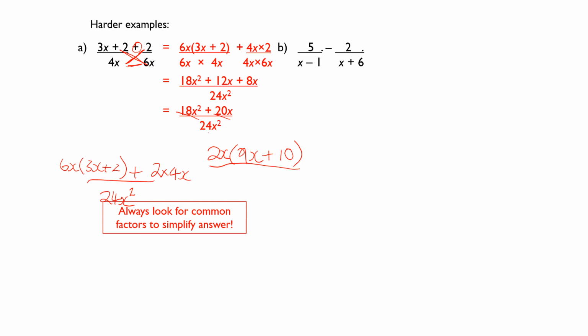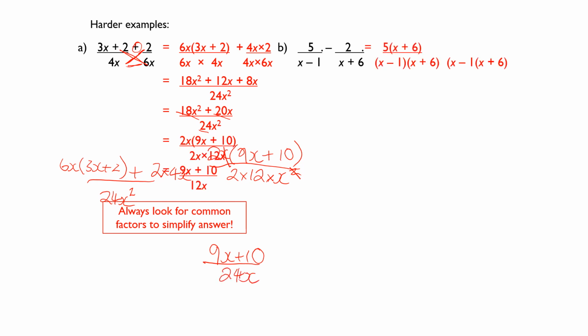So does 2 go into 24? Yeah, it goes 12 times. So what happens here, that x cancels with that x there, so I'm left with 9x plus 10 over 24x. And that's where you get the 9x plus 10 over 12x. Oh, 12x. Sorry, the 2's are cancelled out, so it is 12x.